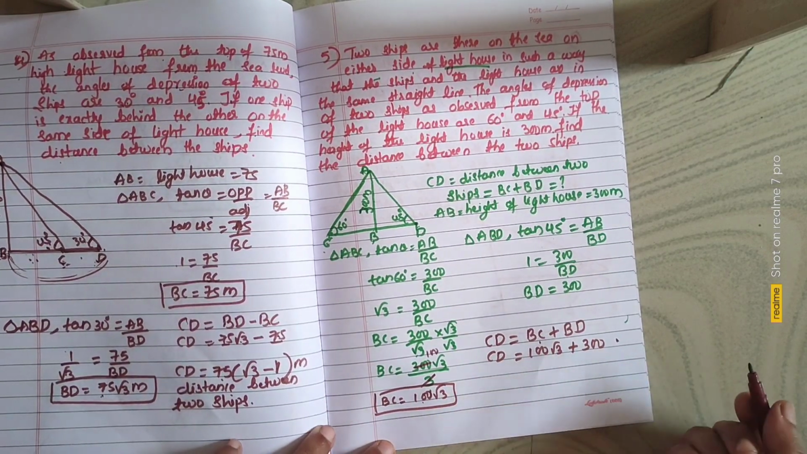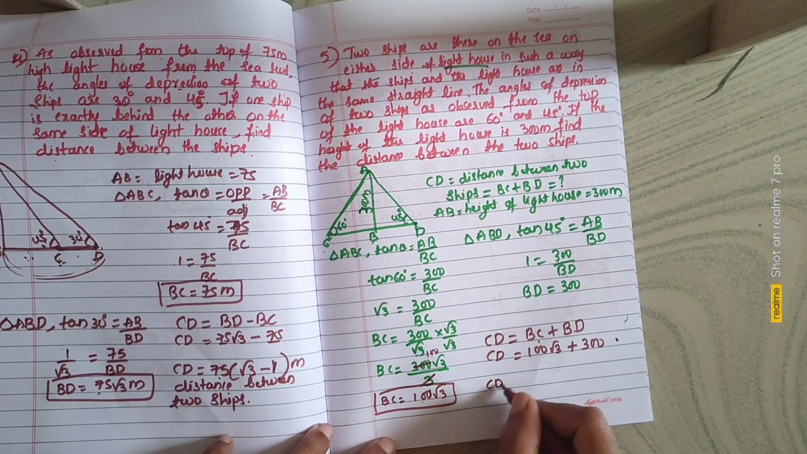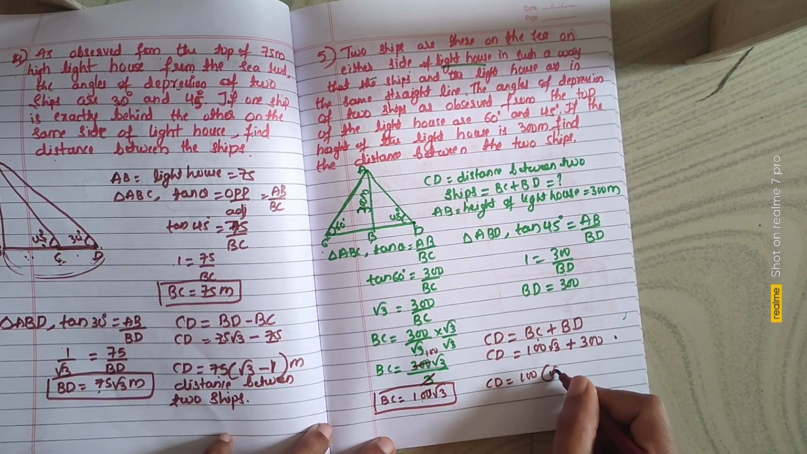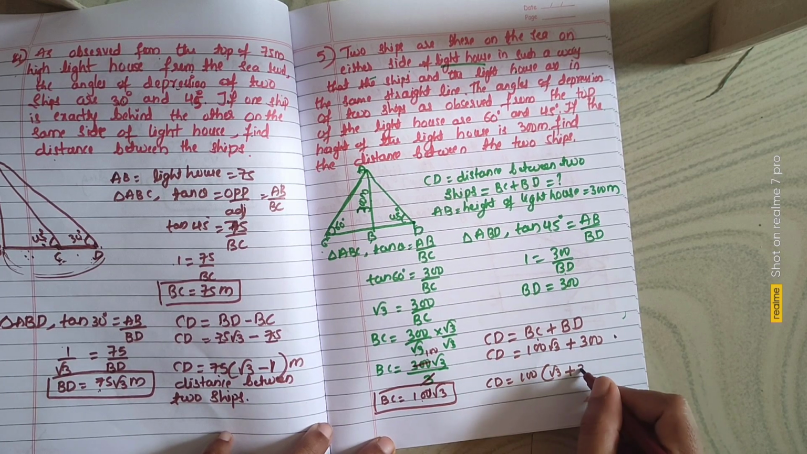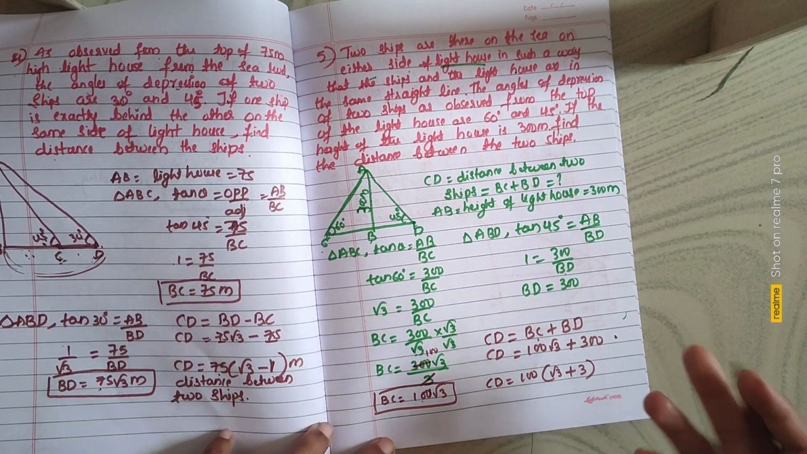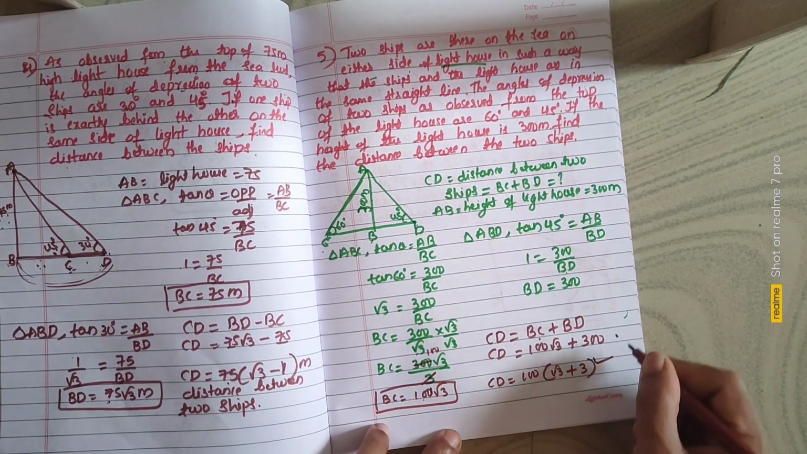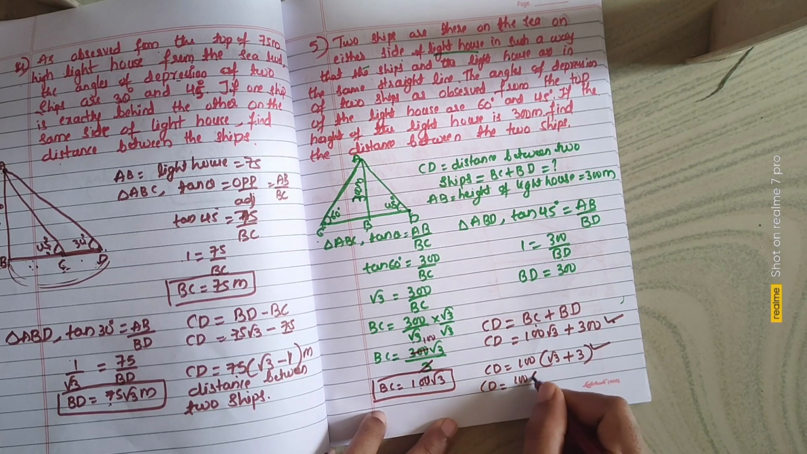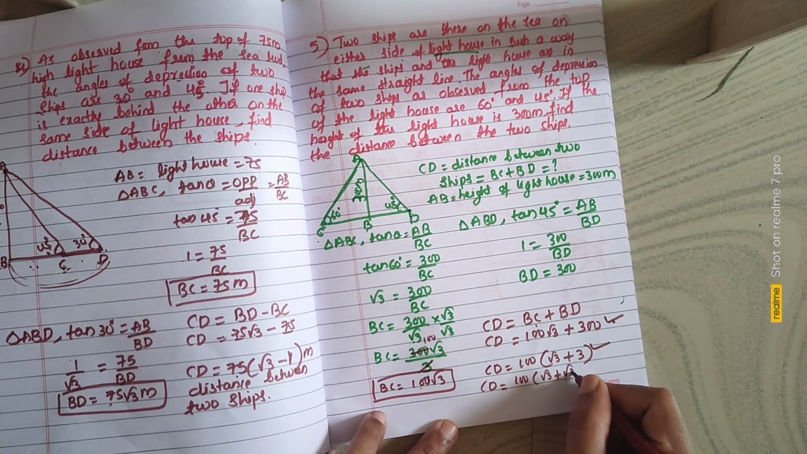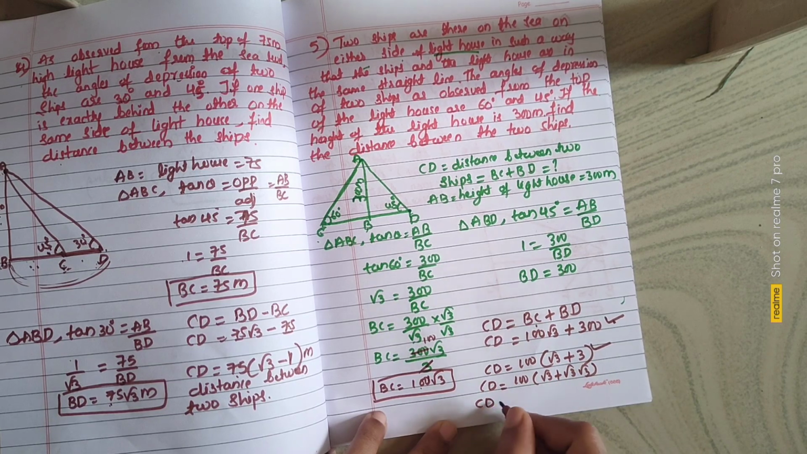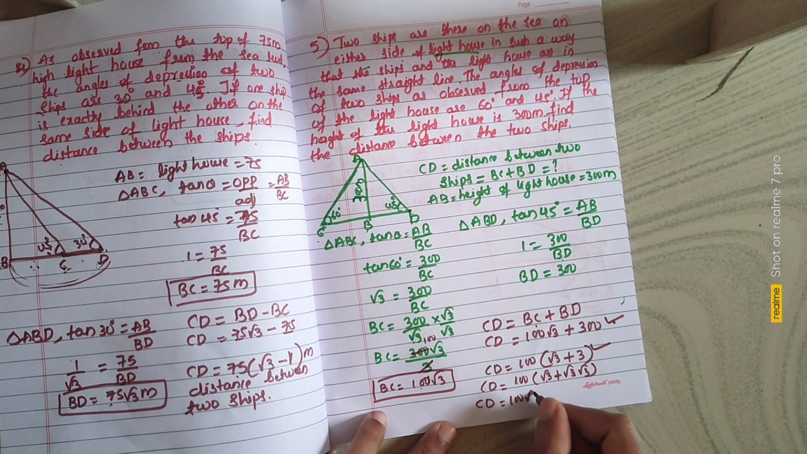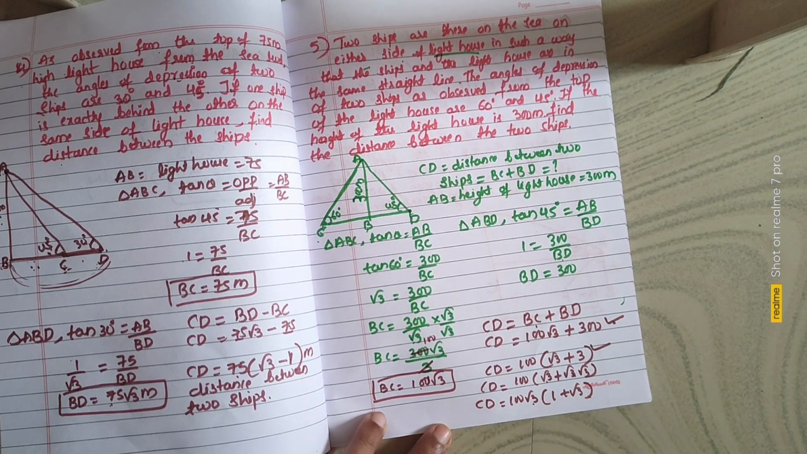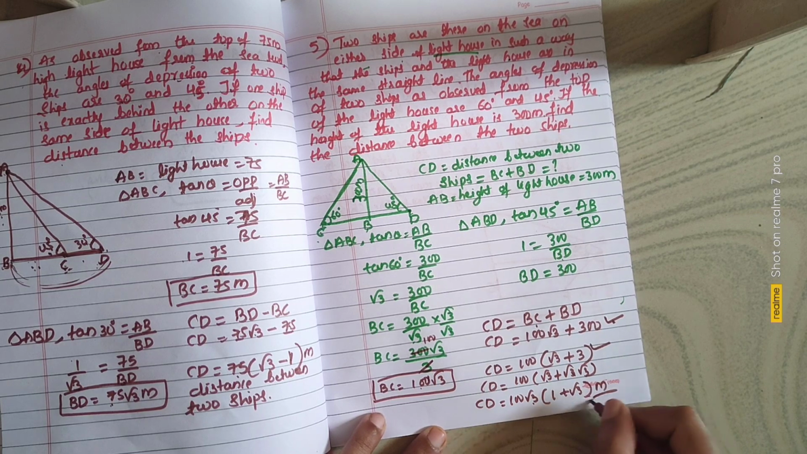If you want to take out the 100 common, that is CD is equal to 100 common, root 3 plus 3. Again we can take common or you can just leave it. So just leave here or leave here. I just simplify for your kind information. See, 100 root 3 plus 300, this can be written as root 3 into root 3. So CD is equal to 100 root 3 is common. We are left with 1 plus root 3 outside, and the other one is this one. So this is the value of the distance between the two ships.